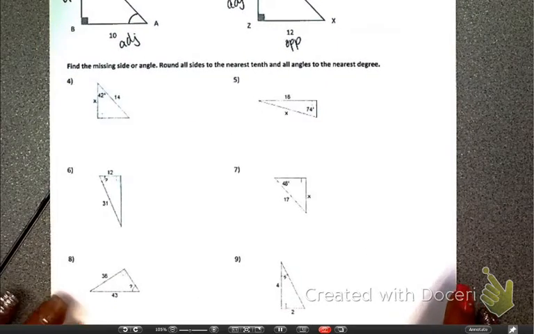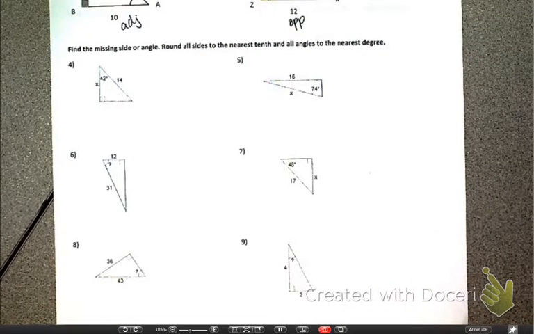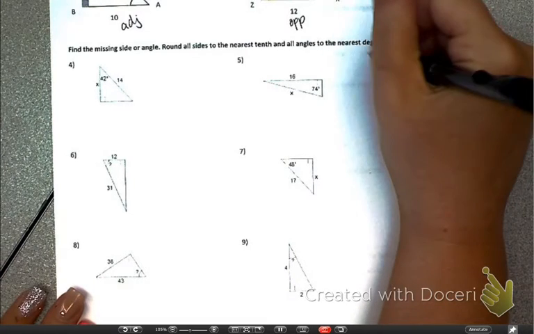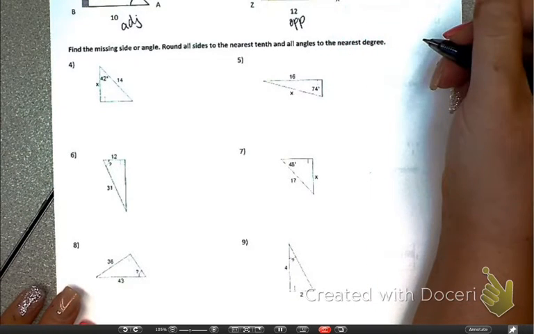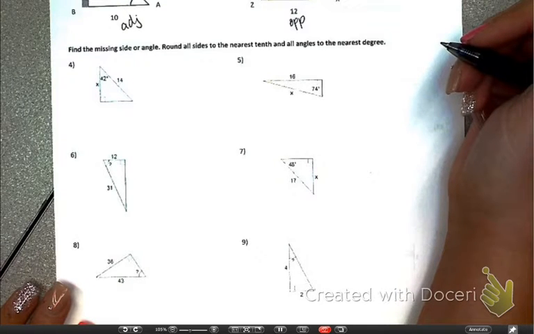Find the missing side or angle. It is going to have the exact same directions on the test. So you need to know the difference between sides and angles. Okay? If we are dealing with sides, you're going to use your normal trig function, sine, cosine, and tangent. If you are dealing with angles, we are going to use the inverse trig functions.